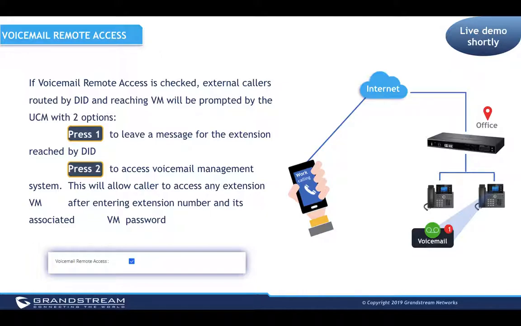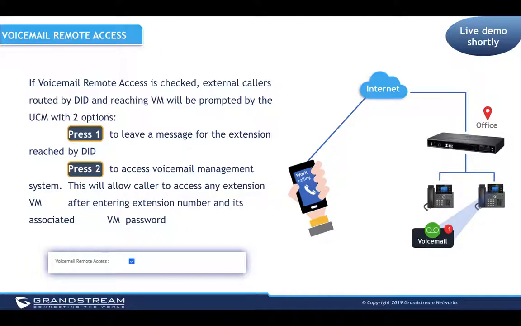In this slide, we have the voicemail remote access. If the voicemail remote access is checked under email settings, we'll get to the live demo and explain it. In this fashion, when you dial from outside and you get access to the IVR, when you reach the extension and after a ring timeout, the UCM will give you two options. The first one is just to leave a message, and the second one is to access the voicemail system.